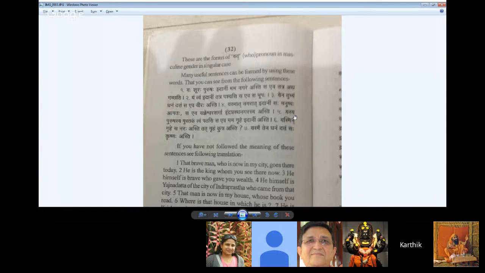The first example is: yaha shuraha purushaha idanim mama nagare asti sa eva tatra adya gachati. That is the first sentence. Now this sentence has two parts. The main clause would be sa eva tatra adya gachati. If we break it down, gachati means goes. Saha gachati, he goes. That is the main sentence with the karta and the kriya. Sa tatra adya gachati, he goes there today. Now, who goes there?